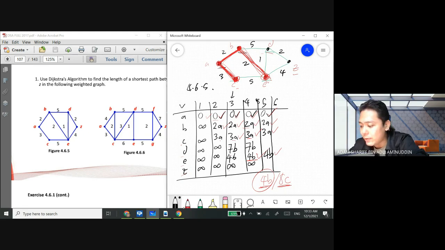Kat sini yang akan berlaku mungkin perubahan. Kita tengok. Okay. Initially, to travel from D is 7B. Tengok ni, 7B. Okay. However, after E is chosen, this 7B has been updated. So, updated is that the distance, the shorter distance will be from E. So, right now, E ialah 4, B tambah 1, it will be 5E.